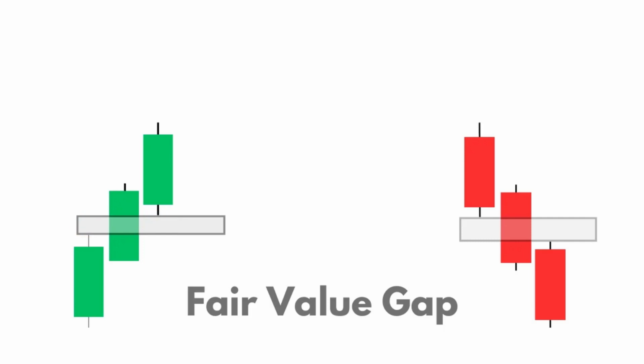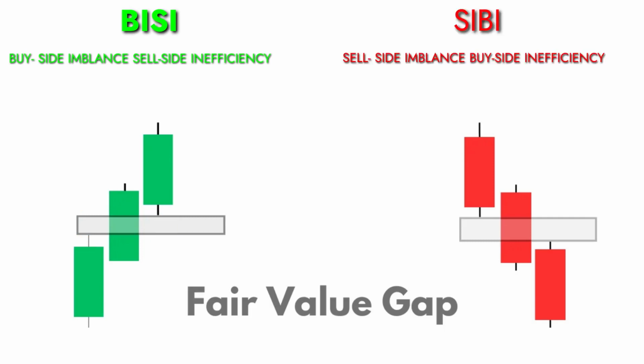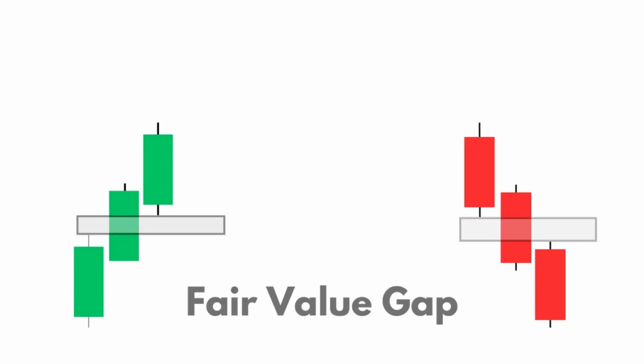A bullish fair value gap is called a BISI, buy-side imbalance sell-side inefficiency, and the bearish fair value gap is called a SIBI, sell-side imbalance buy-side inefficiency. And many traders use fair value gaps for reversal setups where they anticipate the price to push away from these levels once they are retested.